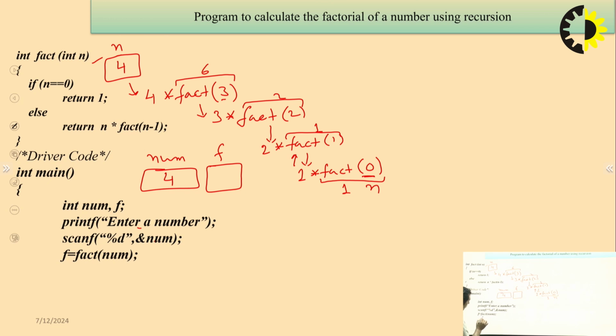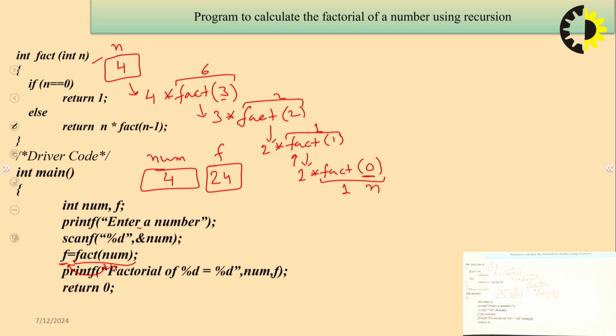Return to here, 24 in the fact f, in the 24 comes here and assign into this particular variable, that is 24. Now, factorial of this is this, we can simply print and return 0. Now, as example, just here enter a number, just user give 4 and factorial of 4 is 24. We have seen this particular with the help of example.